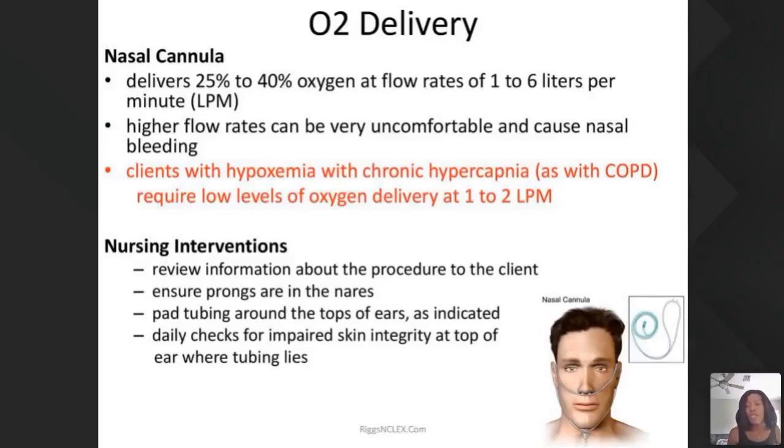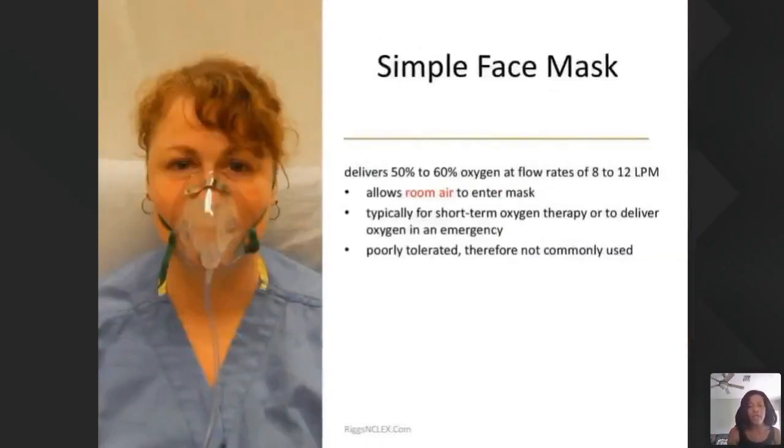The maximum you want to do for a COPD client is 2 liters. We can remember COPD, they have a different mechanism. If you give them too much oxygen, they stop breathing. So you don't ever want to give them more than 2 liters. For nursing interventions with the nares, you want to make sure that it's not breaking down the skin behind the ears and stuff like that, but nothing major. You can just read this stuff.